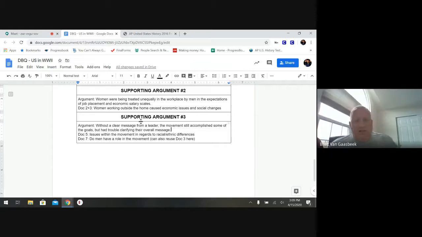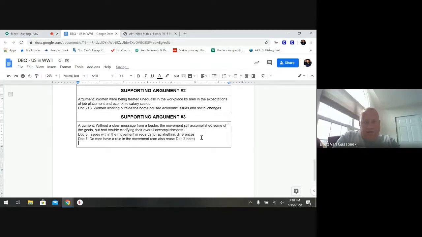You can make the argument without a clear message, and that's a little redundant. I would fix this, obviously, but without a clear message from a leader, the movement still accomplished some of the goals, but had trouble clarifying their overall, and I would find a different word for message, maybe goals or accomplishment, maybe. And I could even at that point include one of the accomplishments here. I could even use document 6 here with Title IX. That was an accomplishment of the actual movement.